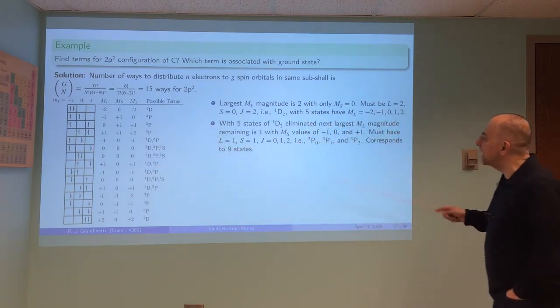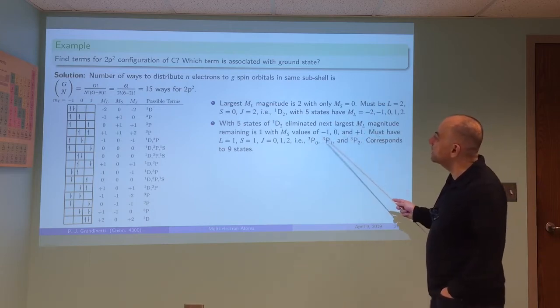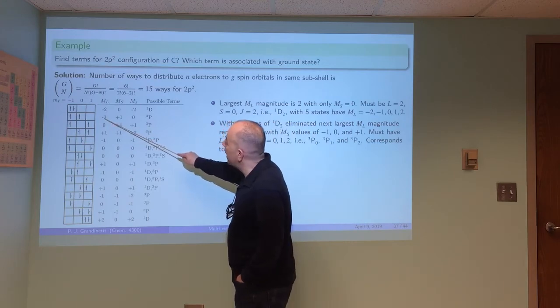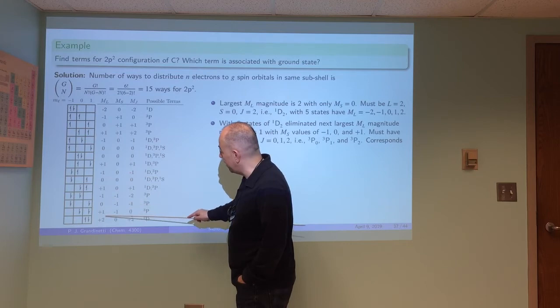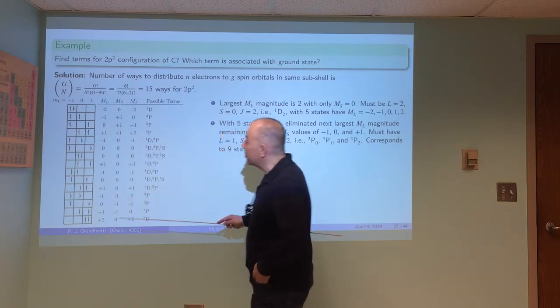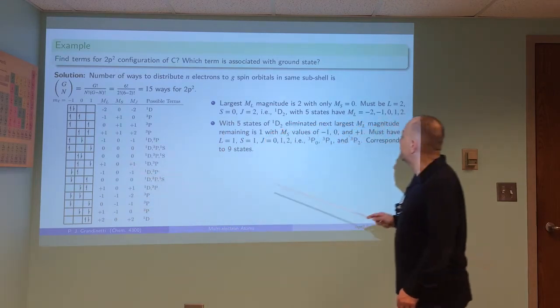there are still 10 states that we have to attribute to other possible capital L's and capital S's. So we can look at this and see the next largest term for m sub L. Here you see an m sub L of -1, and here an m sub L of +1, and it's associated with +1 for m sub S. Here you see m sub L of +1 and m sub L of -1 associated with -1. And you see m sub L of plus or minus 1 associated with 0 also.